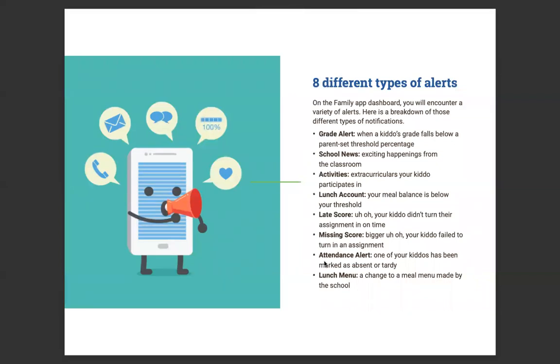So let's just give you an overview here, and then I'll get into the bits and pieces. On the Family App dashboard, you'll encounter a variety of alerts. Here's a breakdown. The grade alert is when a kiddo's grade falls below a parent set threshold percentage. The school news are exciting happenings from your classroom. The activities are extracurriculars your kiddos participate in. The lunch account is when your meal balance is below the threshold. Late score, uh-oh, your kiddo didn't turn their assignment in on time. Missing score, bigger uh-oh, your kiddo failed to turn in an assignment. Attendance alert, one of your kiddos has been marked absent or tardy. And lunch menu, a change has been made to a meal menu by the school.